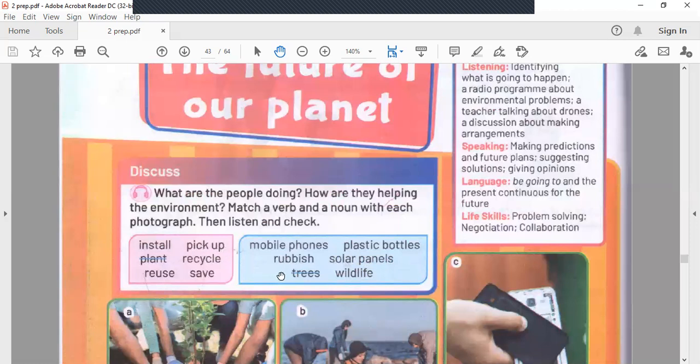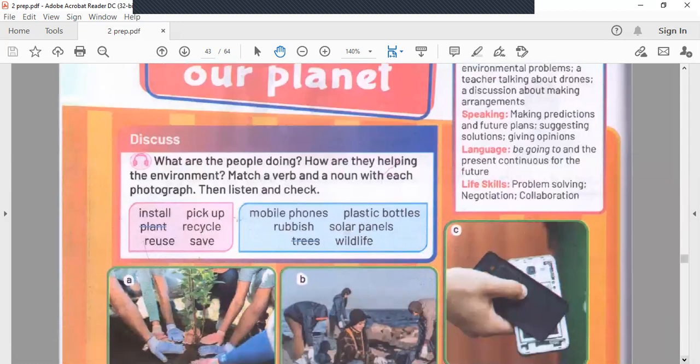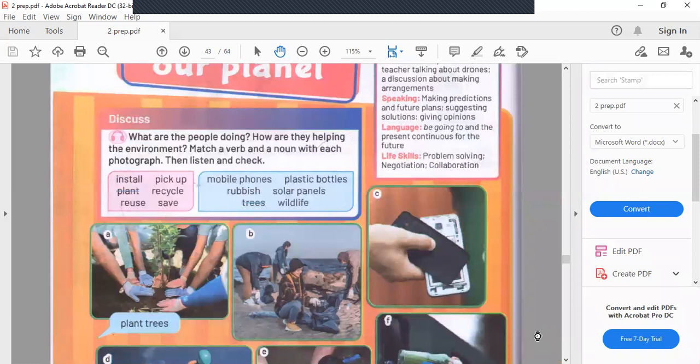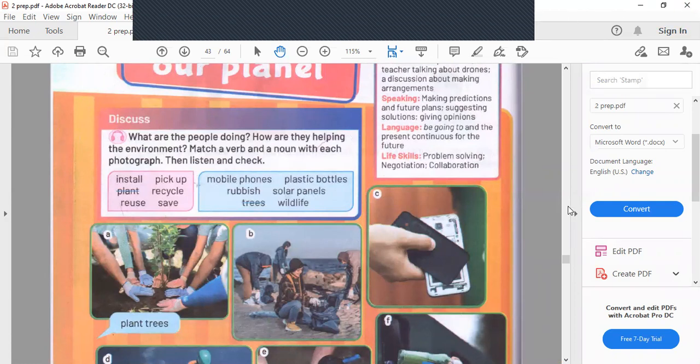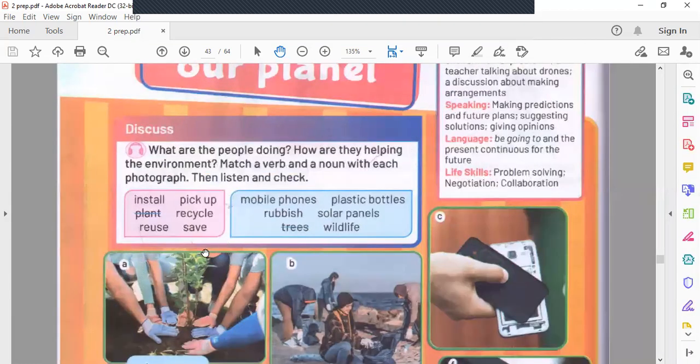Pick up rubbish, plant trees, recycle plastic bottles, reuse mobile phones, save wildlife. Here we have some pictures. Some students are planting some trees.